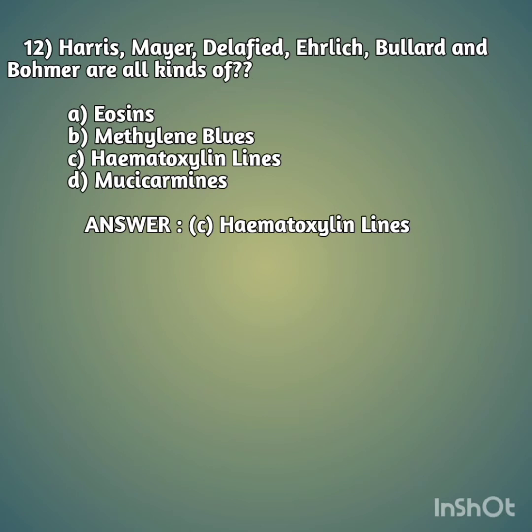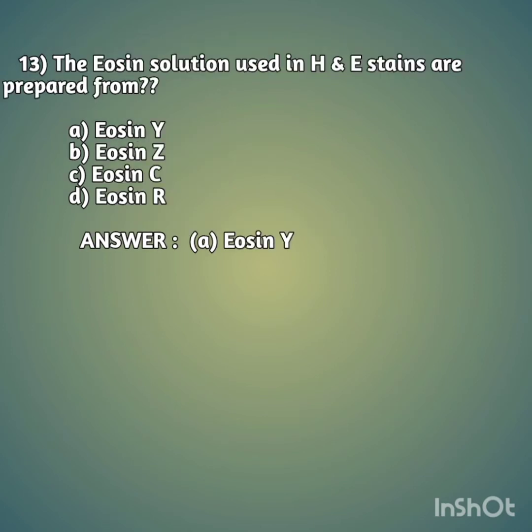Harris, Mayer, Delafield, Ehrlich, Bullard, and Bohmer are all kinds of what? Option A eosins, option B methylene blues, option C hematoxylin lines, option D mucicarmines. So your right answer is option C hematoxylin lines. These are all the different kinds of hematoxylin lines. Now moving on to our next question, that is 13th question.